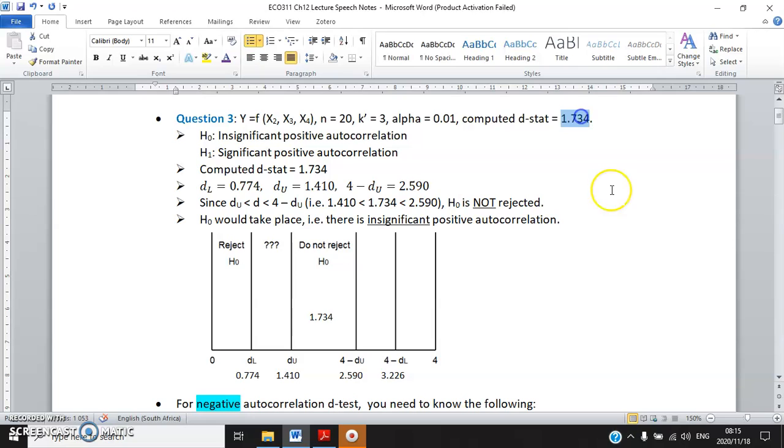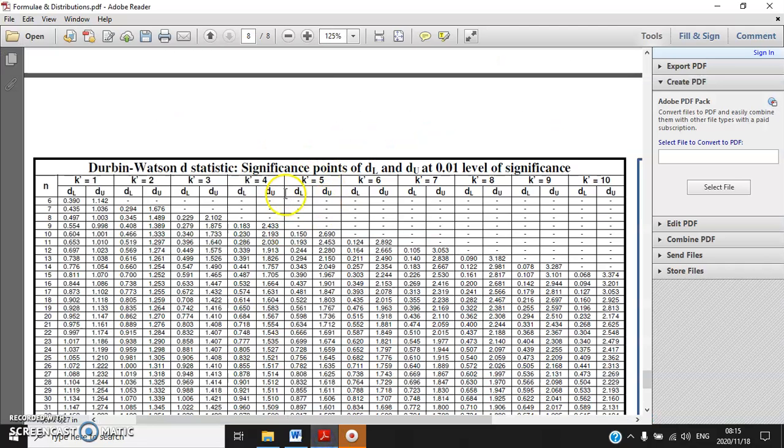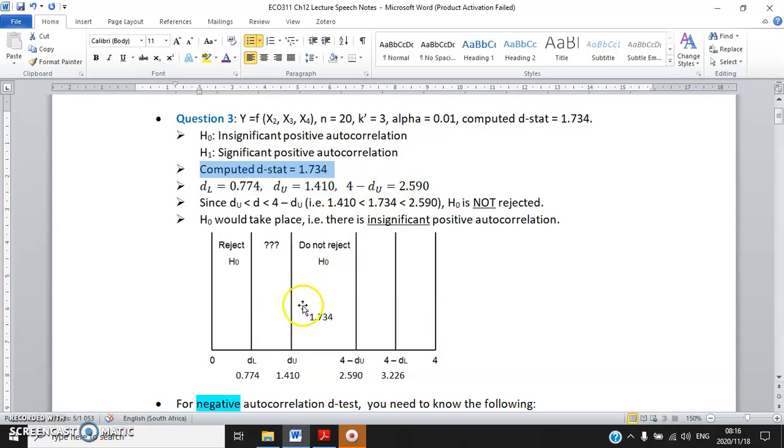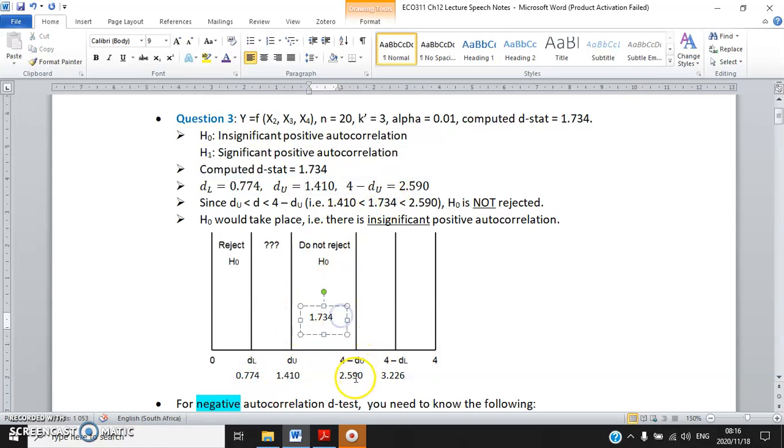You already see the computed d-stat 1.734 is quite close to 2, so it already implies the autocorrelation should be quite weak. Remember, we want the computed d-stat to be around 2. So the computed d-stat is given. DL, we have to look for it: 20 and 3. So DL should be 0.774, DU should be 1.410.